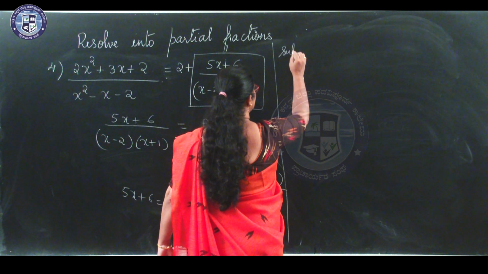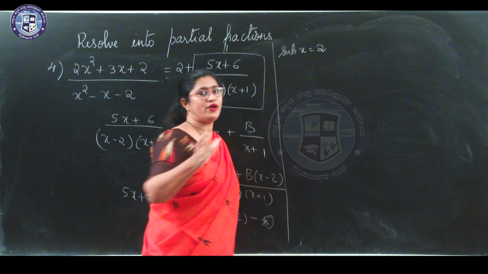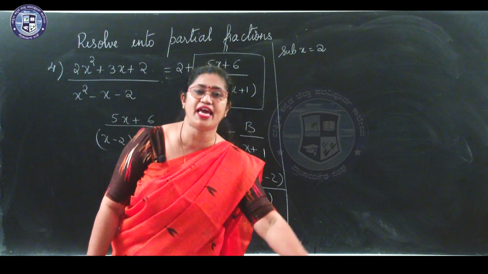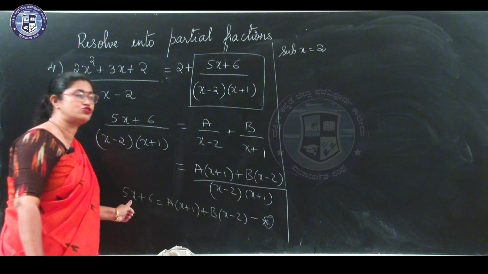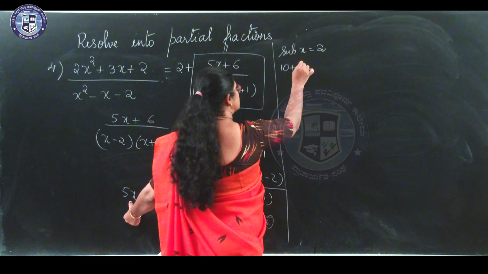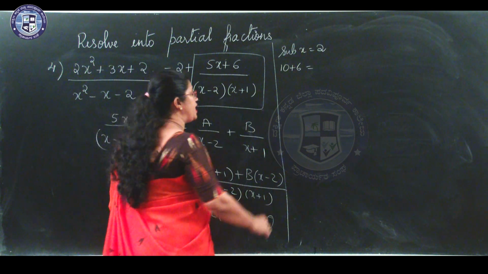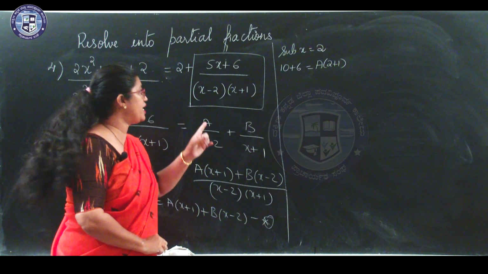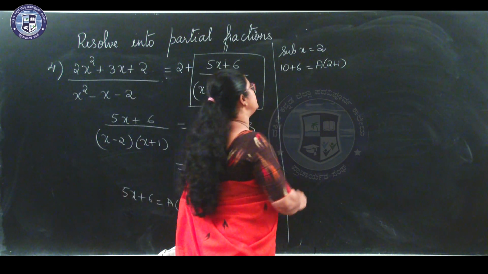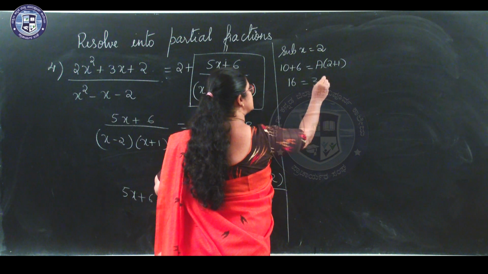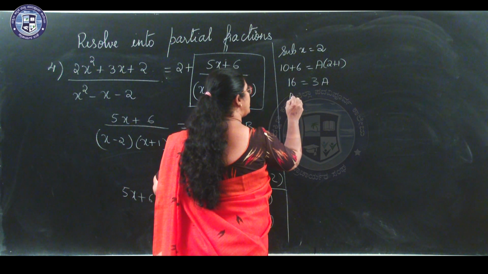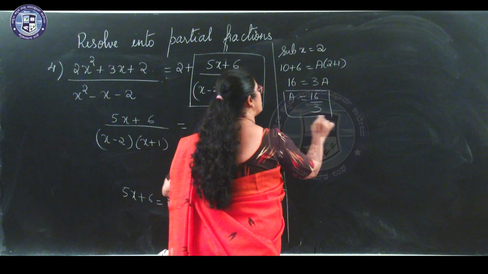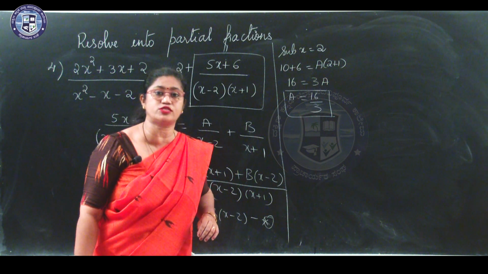So, when I substitute x is equal to 2, where do I substitute? In the equation star, and how do I substitute? Replace every x by 2. So, 5 into 2 is 10, 10 plus 6 is equal to, here a into 2 plus 1, 2 plus 1 is 3, and you are getting 16 and here 3. So, please note here 16 is equal to 3a, or a is equal to, this comes to the denominator, 16 by 3. It is perfectly okay to get a fraction also.